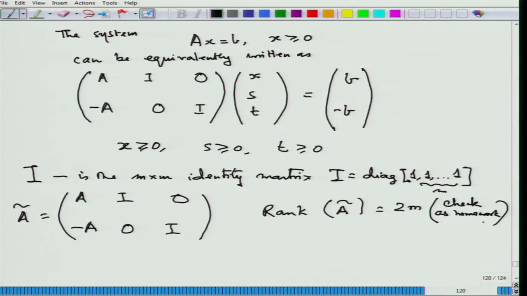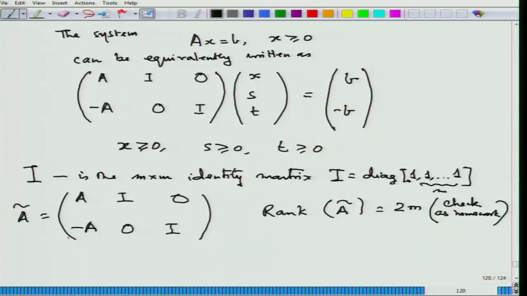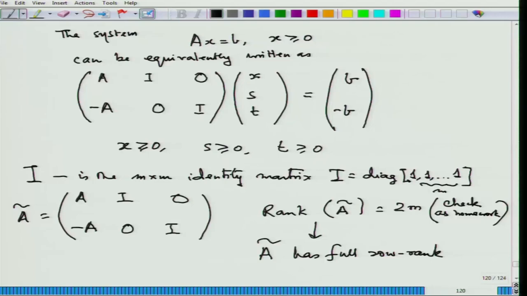So, give me any system Ax equal to b, I can always convert it, using slack variables, into a system where I have a matrix which has full rank. There are 2m rows, so the rank is 2m. So, it is full row rank. So, A tilde has full row rank. Give me a system like this, I do not bother about the rank of A, I can convert it into a system where I have a matrix which equivalently expresses the constraint system but has full rank. So, without loss of generality, we assume that the rank of A is m.